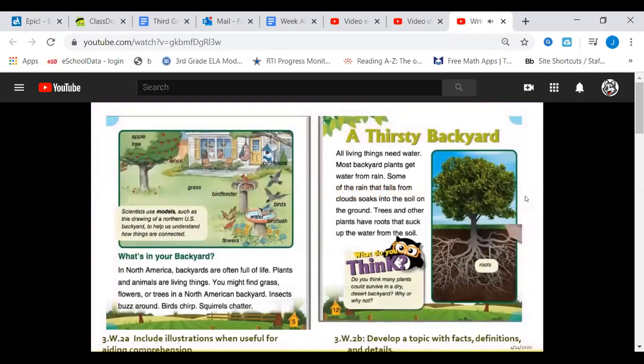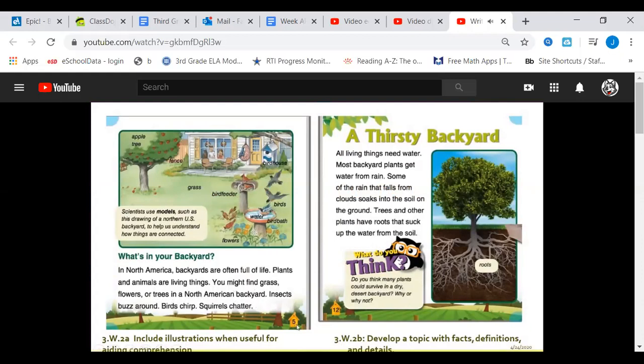In your book today that Ms. Batone read to you, she had this model up here that she read to you. Scientists use models such as this drawing of a northern U.S. backyard to help us understand how things are connected. Now, that is an illustration and it's labeled. So when you see the word model, think of an illustration. Here again was the question, and they answered it, and they let you know that you would be learning about all these types of examples in a backyard.